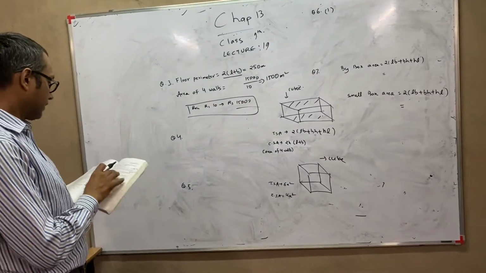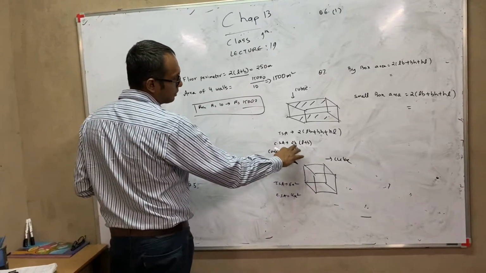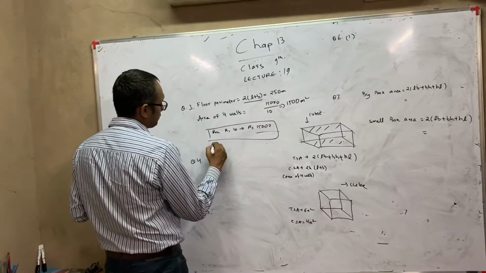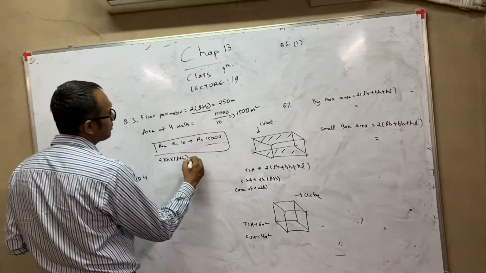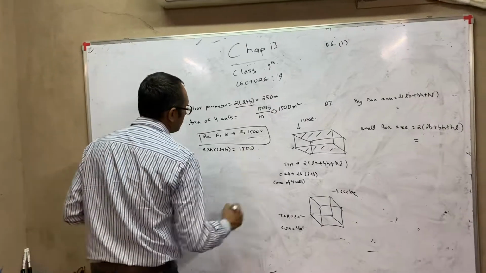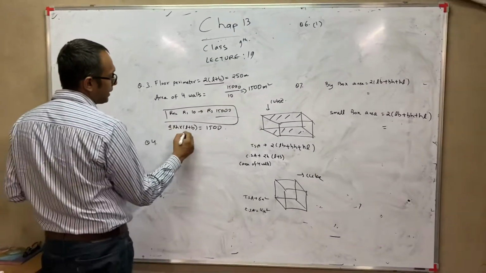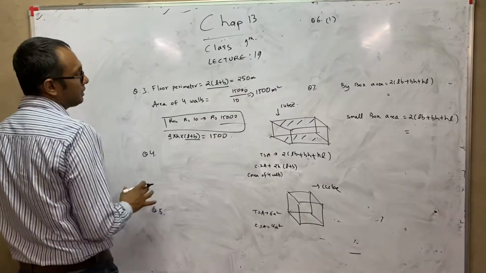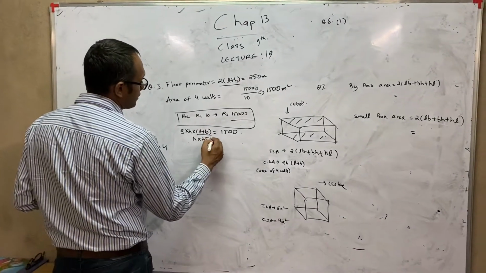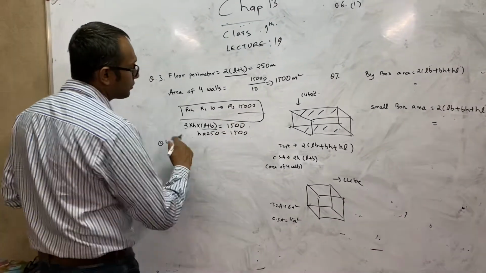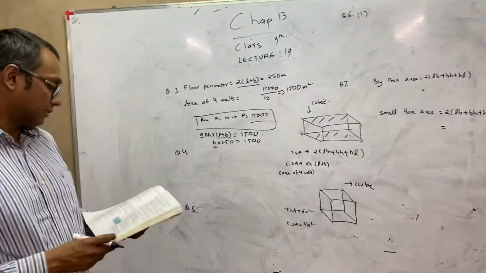And now they have asked you to find the height of the hall. Now as we just discussed, the area of 4 walls formula is 2 into h into L plus B. So now you have 2 into h into L plus B is equal to 1500. Now in this, the value of 2 into L plus B, instead of these you can write 250. So h into 250 is equal to 1500, and now you can finish the sum. You can find the height which they have asked for in the question.